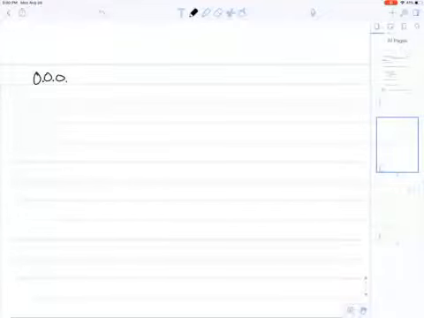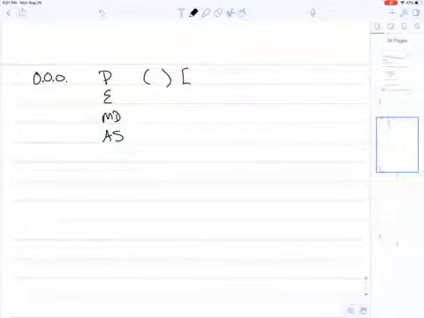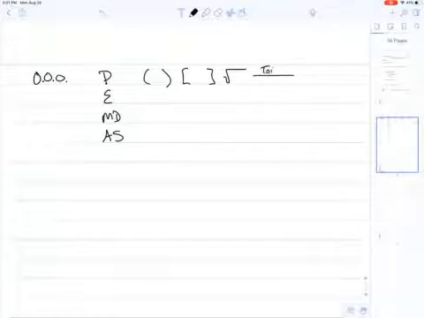I abbreviated it OOO, and that order of operations is please excuse my dear Aunt Sally. Just to remind you of those things, the P stands for parentheses, but any grouping symbol will work. You might see a bracket, you might see a square root symbol, you might even see a fraction bar where the top is separate from the bottom. Those are all examples of grouping symbols or parentheses.